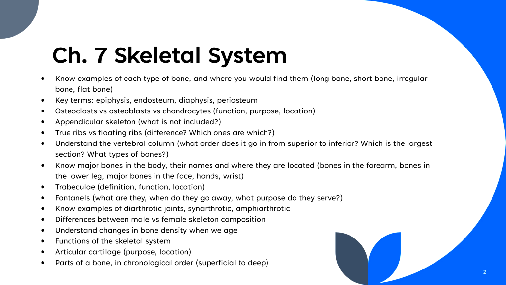An example of a long bone would be the humerus or the arm bone. An example of a short bone would be the carpals or wrist bones. An example of a flat bone would be the frontal or skull bone. And an example of an irregular bone are vertebrae or spinal bones.